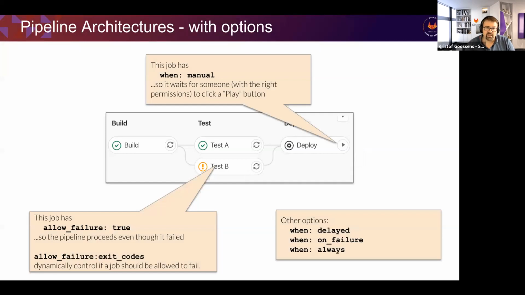Even with basic pipelines, we do have a couple of options that can be useful already. In this case, you'll see that there's an exclamation mark at test B, and this means this job was configured to be allowed to fail by setting allow_failure to true. Since a couple of releases, you can be even more granular and specify which exit codes you are expecting, and then allow failure on those exit codes, and all the other exit codes will still fail your job. The other example over here is a manual job. When the job has a setting called when: manual, then it will wait until somebody clicks the play button before it actually gets executed. You can also trigger this by using an API call from an outside tool, for instance.